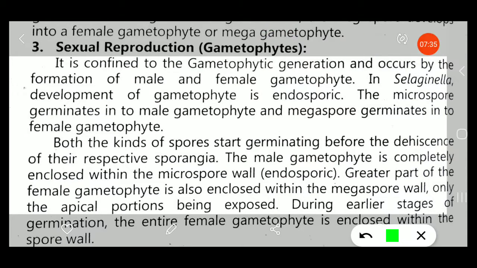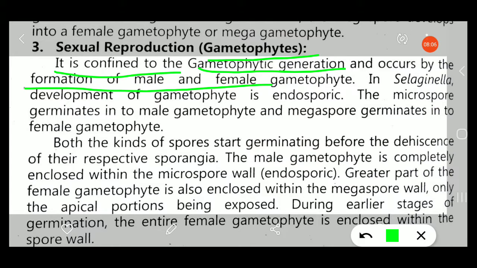First point: sexual reproduction is confined to the gametophytic generation. It is known as the gametophytic generation and occurs by the formation of male and female gametophytes. This generation is formed by the formation of the male and female gametophyte.